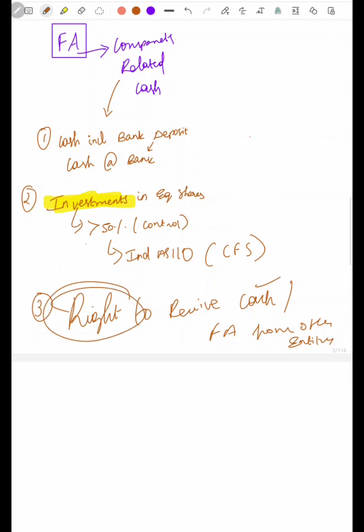Okay, so if you have some right to receive that, we didn't directly receive anything, so we haven't received it, but we are having a right to receive, then that is also called as financial assets.